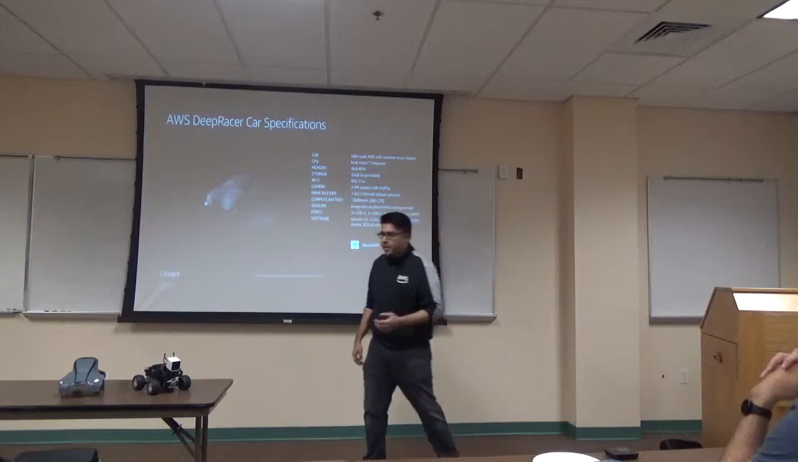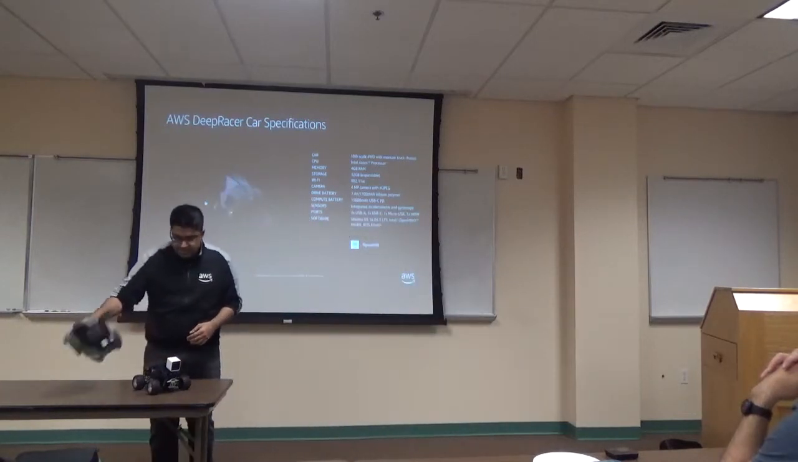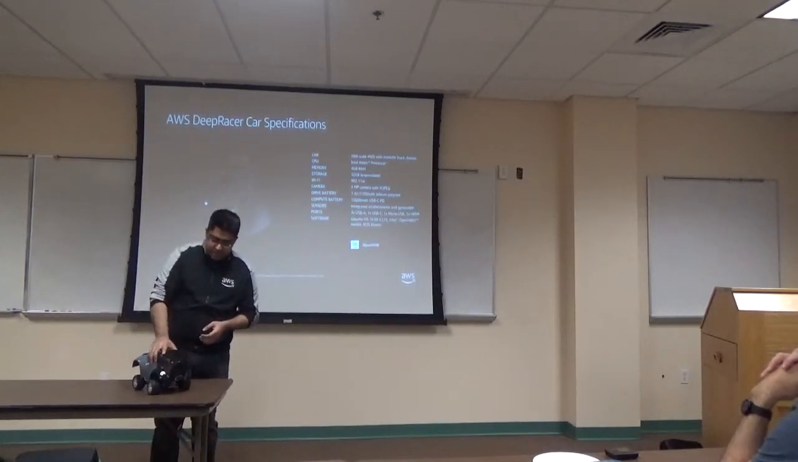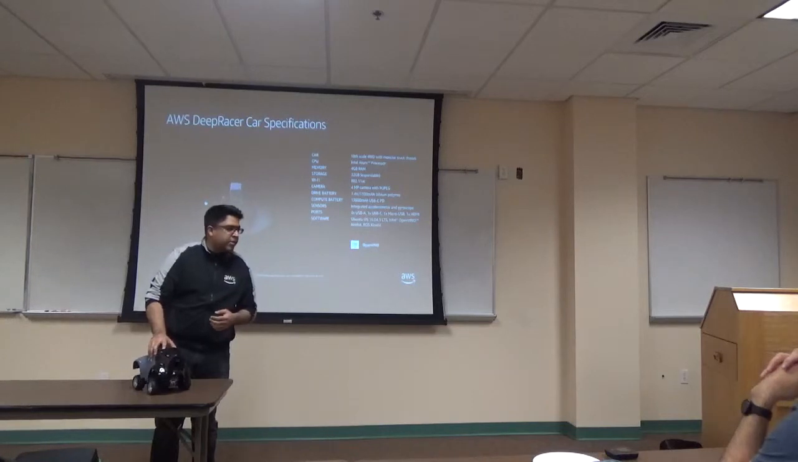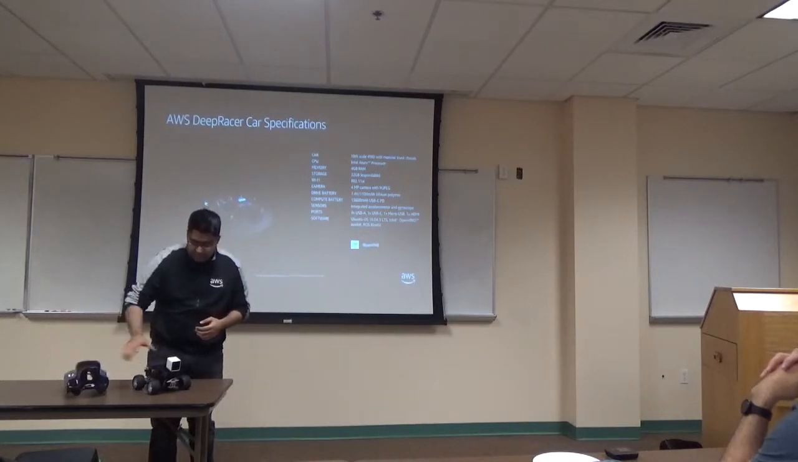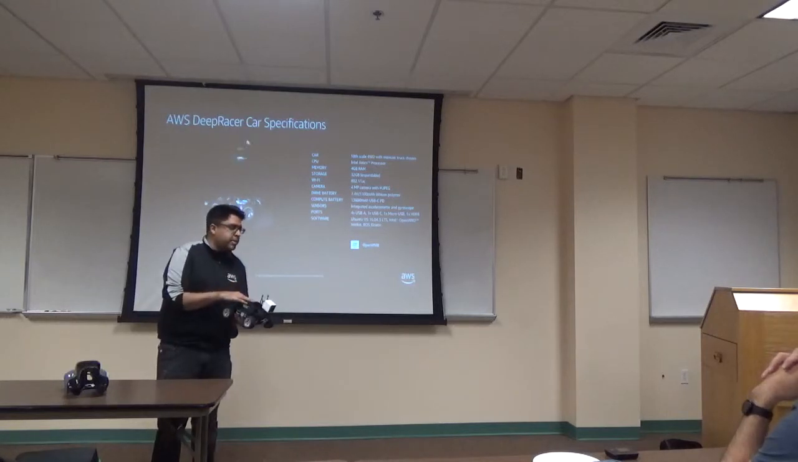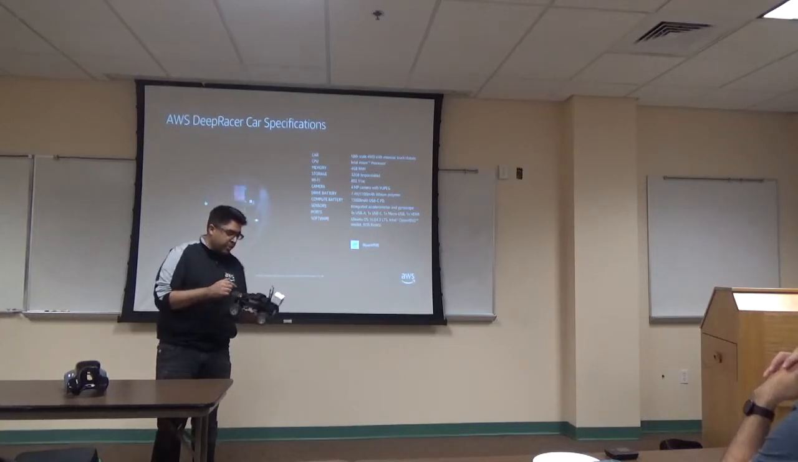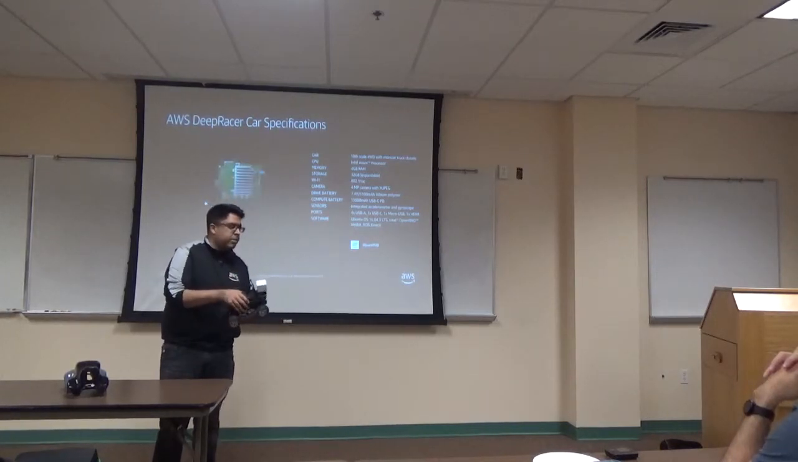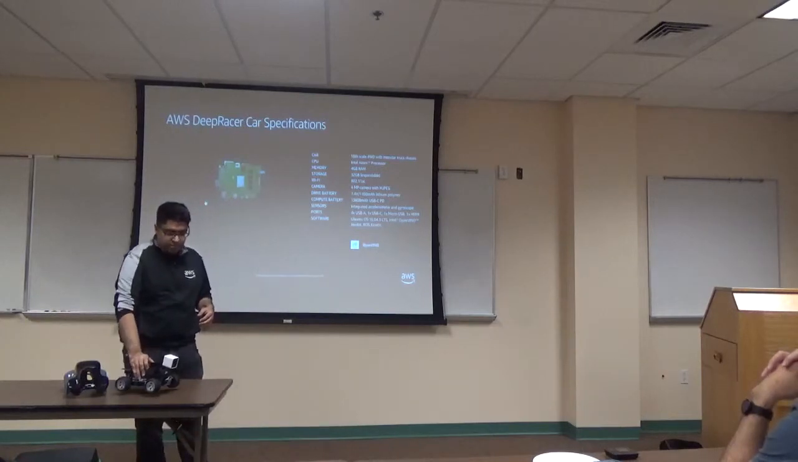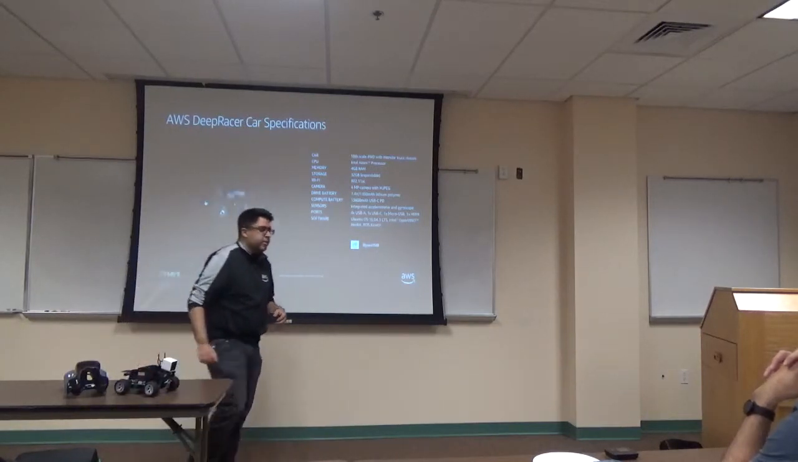It comes like this. The chassis is already on it, so it comes ready to go. You don't have to do assembly. What you do need to do is put the batteries in. It comes with the battery, but you have to plug that in, make sure it's charged, and then load up your model on the USB stick over here. Everything comes with it.